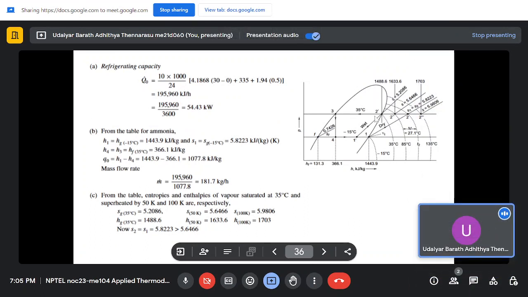There are two types of process shown: wet compression and dry compression. So 1 to 2 is an isentropic process, 2 to 3 is condensation, and 3 to 4 is isenthalpic, and then again in the evaporator it absorbs heat.